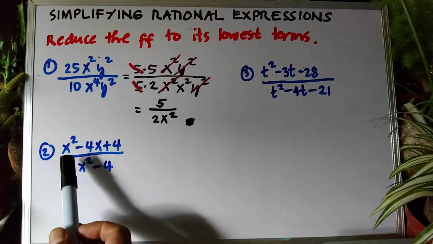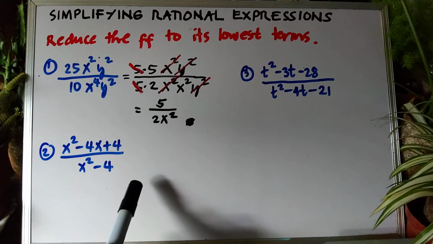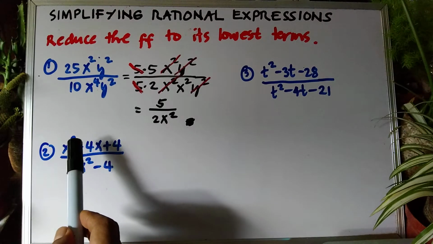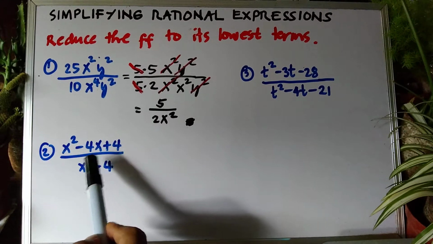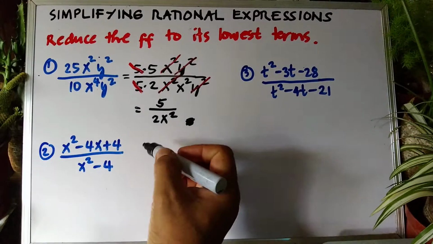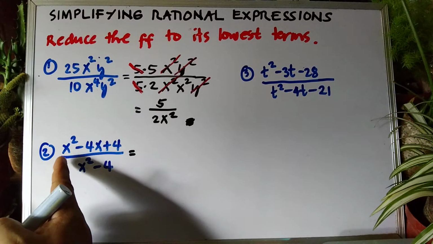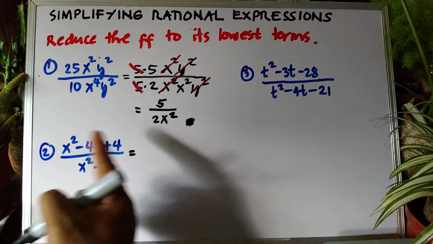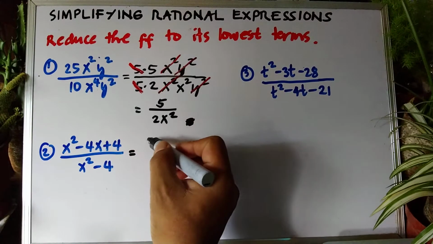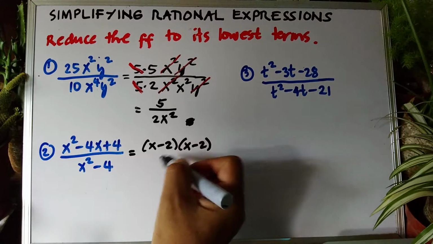We are given x squared minus 4x plus 4 over x squared minus 4. We cannot directly cancel out the x squared here in the numerator and the denominator because this is a polynomial. As you observe, the numerator here is a perfect square trinomial. If you could still recall, what are the factors of 4? You have 2 times 2. So, the numerator can be written as x minus 2 times x minus 2.